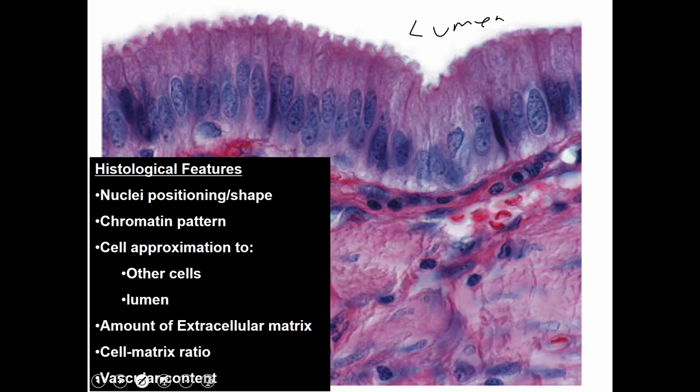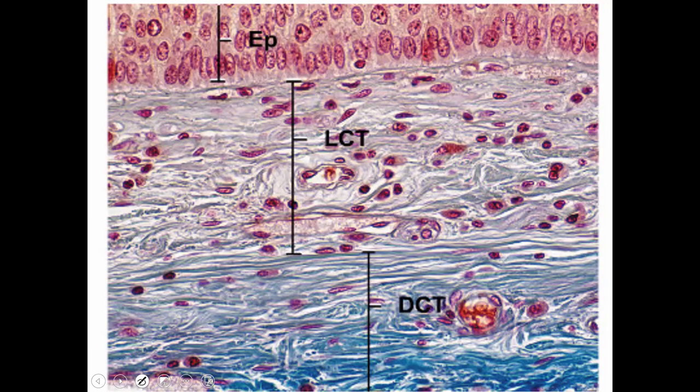These are the different points that you want to highlight throughout the course. So look at the amount of extracellular matrix. There's little extracellular matrix among epithelial tissue, but a lot within connective tissue. Cell matrix ratio, we'll get into that in a second, very important, as well as the vascular content. Epithelial tissue is avascular, cartilage is avascular, bone is very vascular, connective tissue proper is very vascular, muscle very vascular. So here they used a Mallory stain, which stains connective tissue.